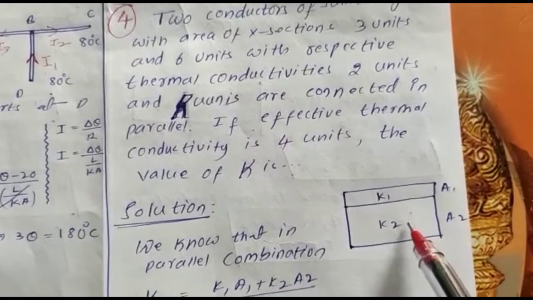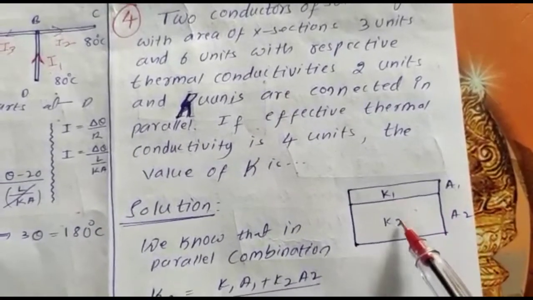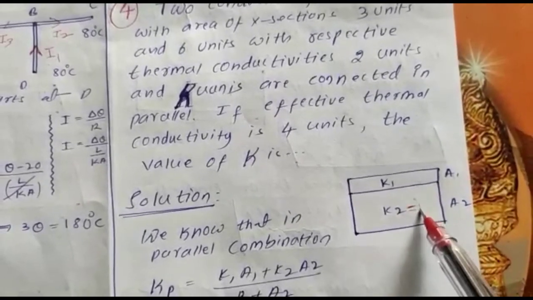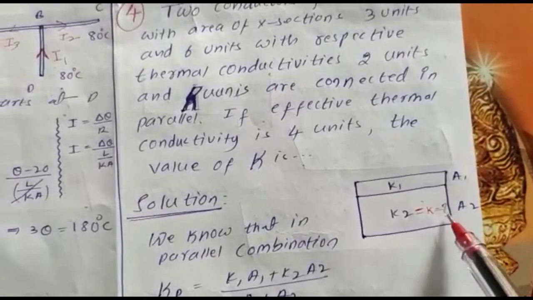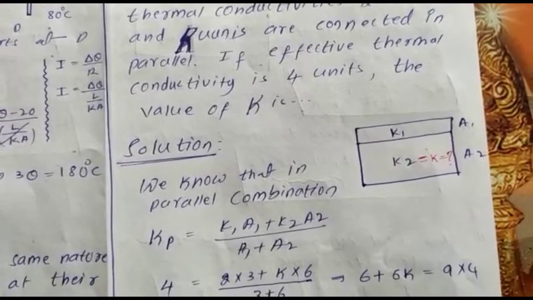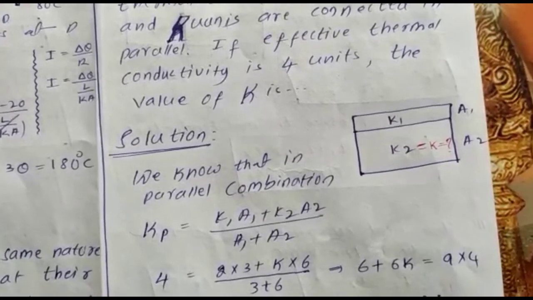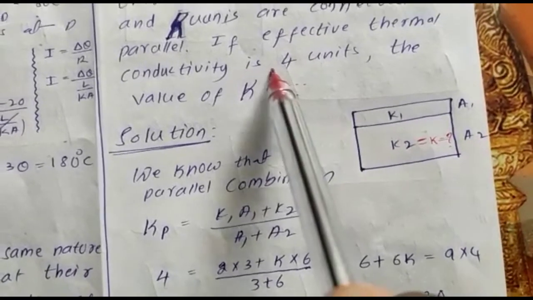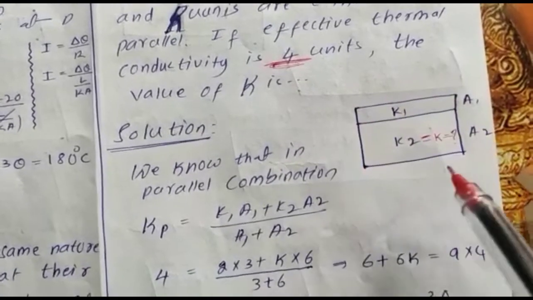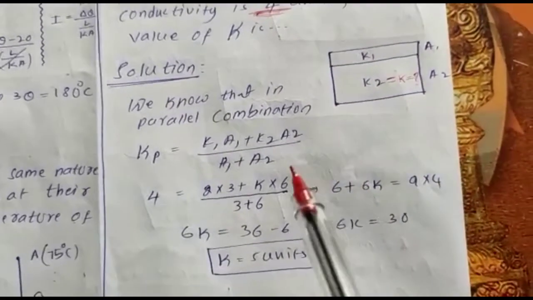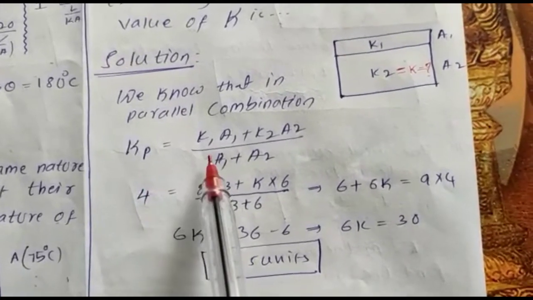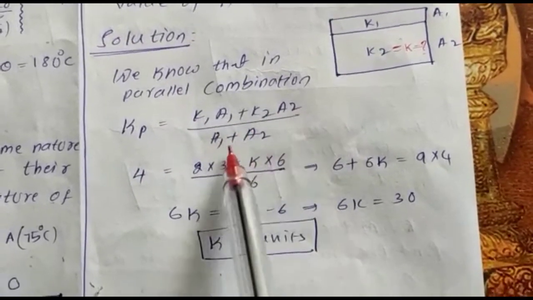Therefore here you have to find K. For example, this is the first one and this is the second one, with areas A1 and A2, and here the conductivity is K, K equal to question mark. Here we have to find the K value only. In this problem there is no need to find the effective thermal conductivity, because the effective thermal conductivity value is already given, and these are in parallel combination. Therefore in the parallel combination we know that the thermal conductivity Kp is equal to K1 A1 plus K2 A2 by A1 plus A2.